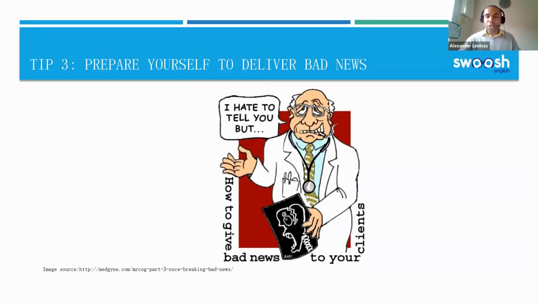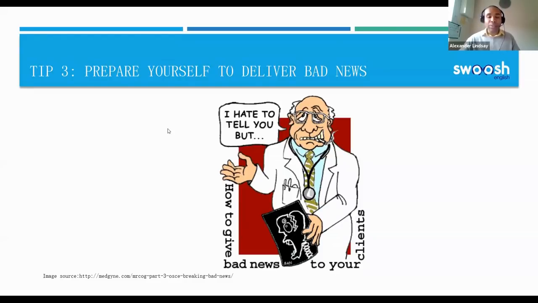So in a number of role plays, just as in a number of consultations in your real life experience, you'll have to deliver bad news to the patient. And how you do this is a key aspect of appropriacy. So one of the most difficult things, I would imagine, as a healthcare professional, is actually having to deliver bad news.